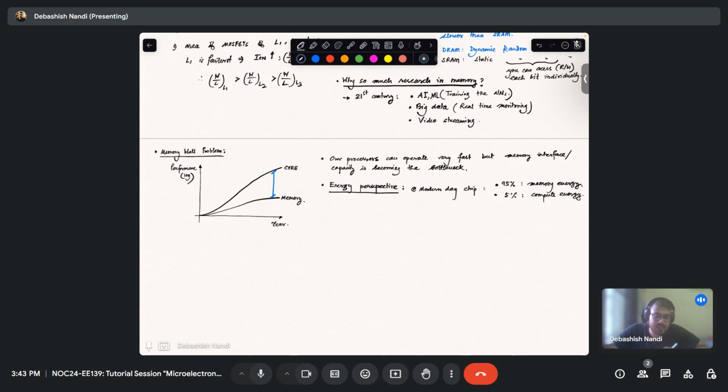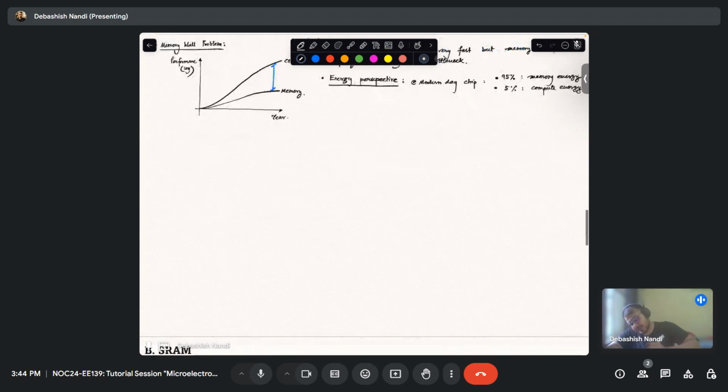So you need to understand that your energy is also an important parameter to determine which memories you should go for. If you can even reduce some femtojoules per operation, that will also help you to get somewhere and take your idea to a product level very soon. Okay.